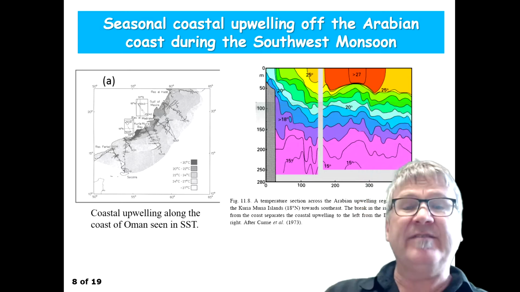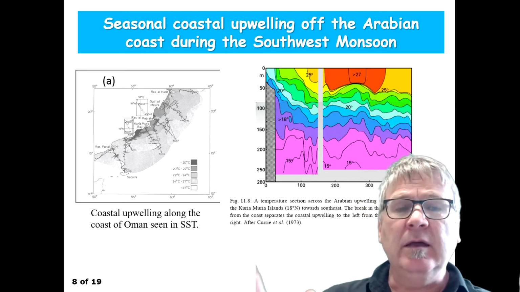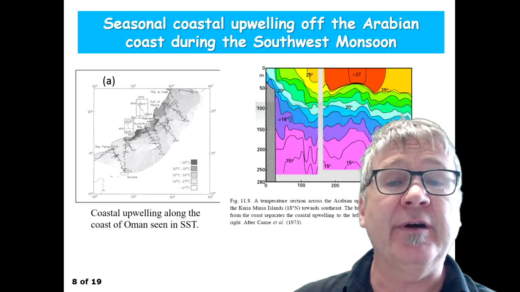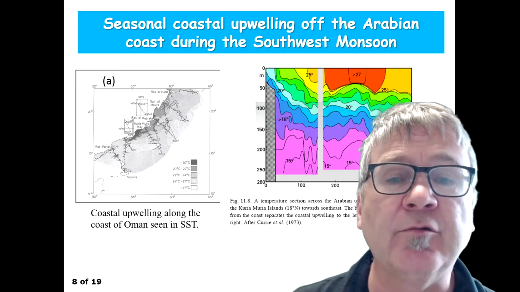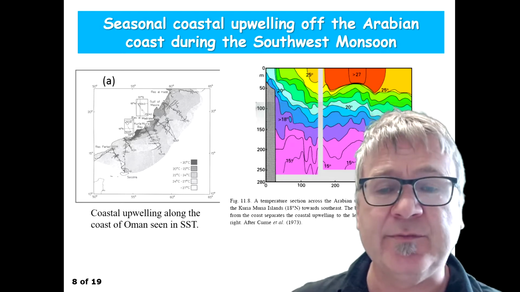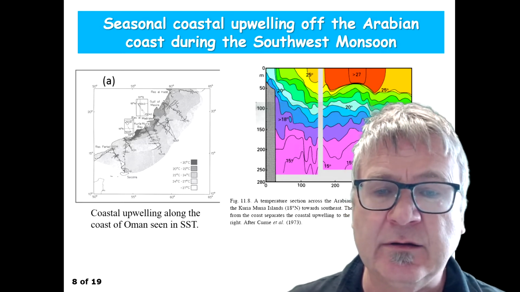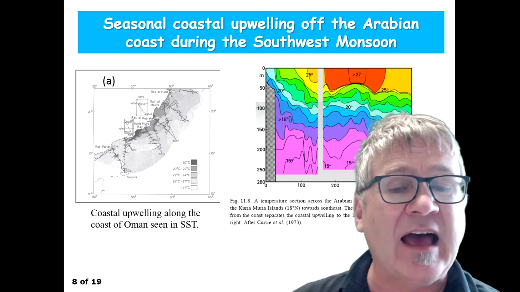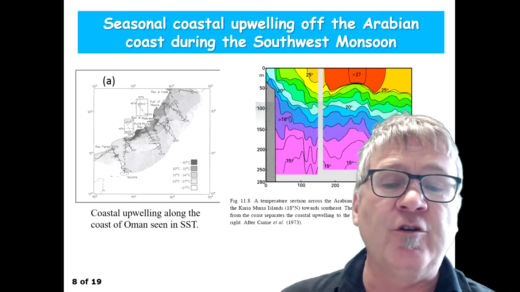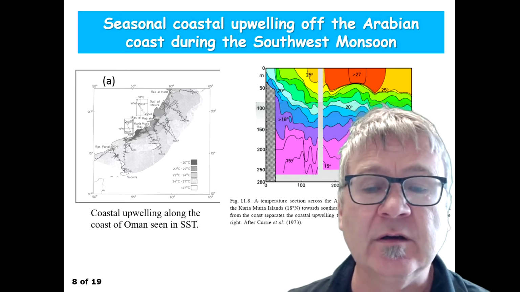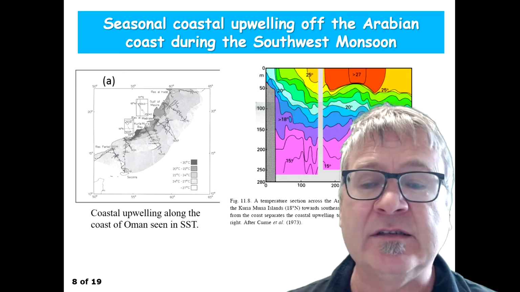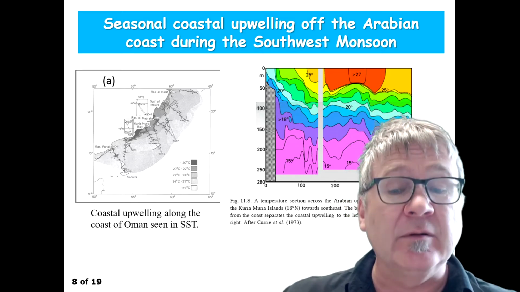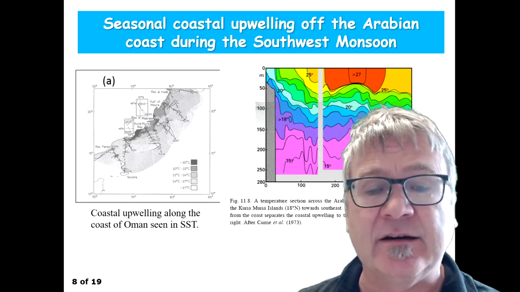And here's some examples of how this upwelling looks in temperature distributions. Okay, the seasonal coastal upwelling of the Arabian coast during the west monsoon. The top left shows you one image, which is in grayscale, where the darkest color refers to the coldest water. The white is the coastline, and you can identify something we call an upwelling center.